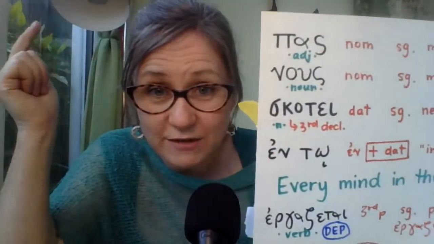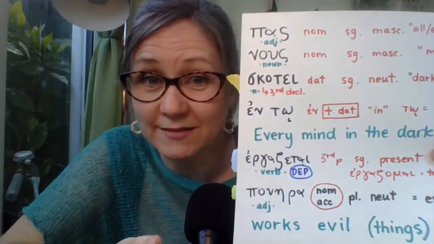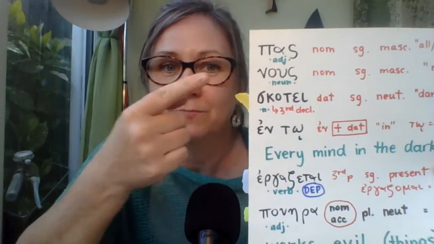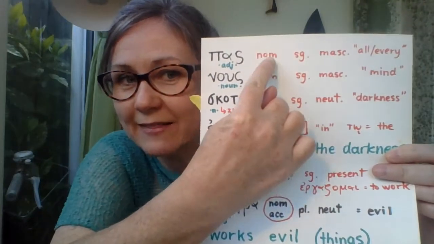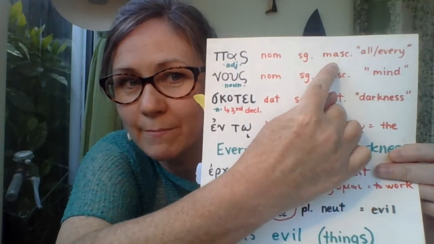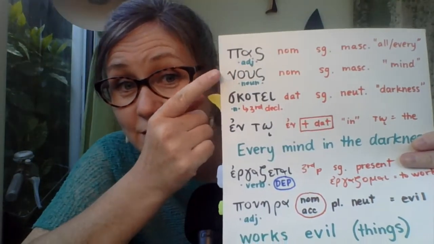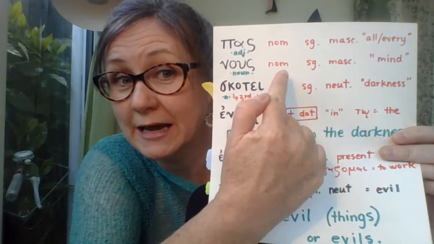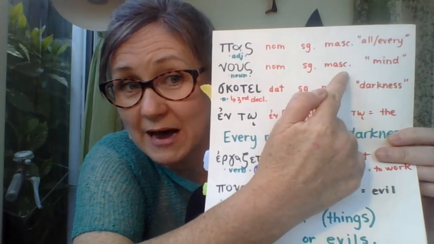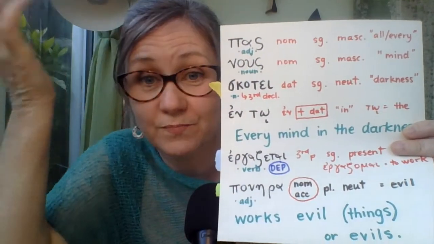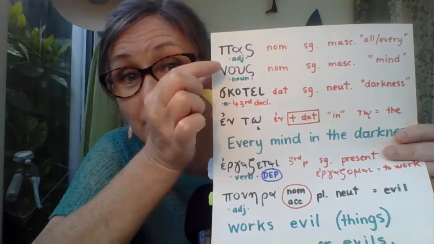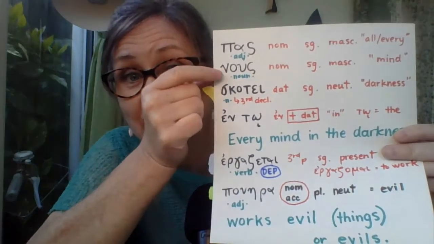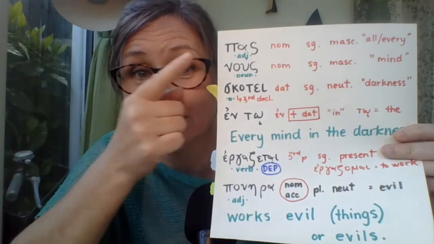So the very first thing I did, or I would do if I was trying to translate this, was look through the sentence to see if there was anything else that was nominative, singular, masculine, and there was. So I put those together. Nous was also in nominative, singular, masculine. So pas doesn't need you to supply a noun. There is one. It's just a boring old adjective that means all or every. And because it's singular, it means every. So every mind.